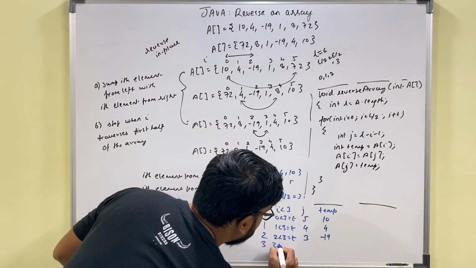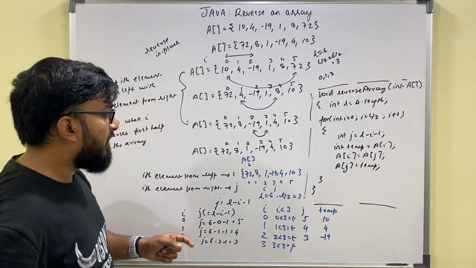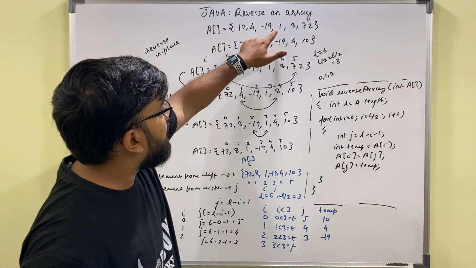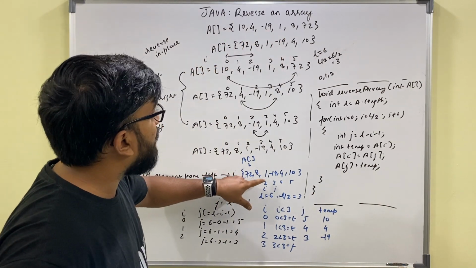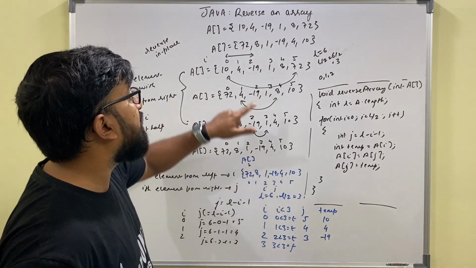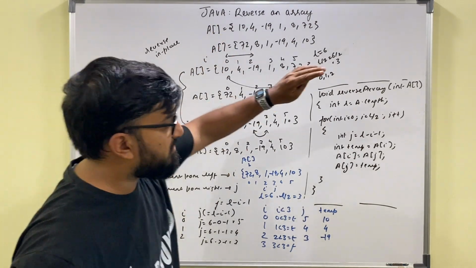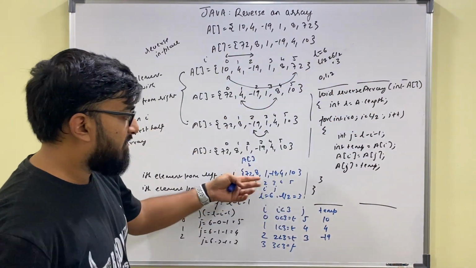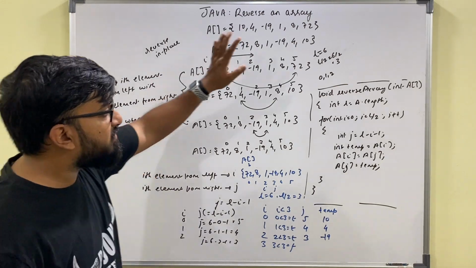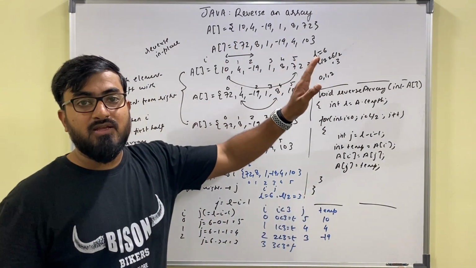5 becomes 3, 3 is less than 3 is false. So the array which was 10 4 minus 19 1 8 72 becomes 72 8 1 minus 19 4 10, which is the reverse of the original array. The original array is changed in place as reverse. So these were the two approaches to reverse an array using iteration.